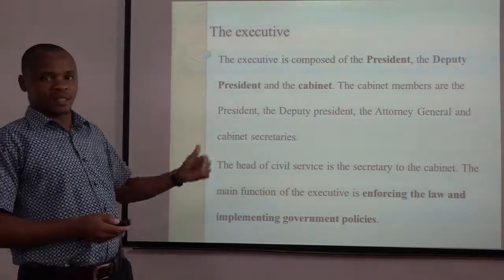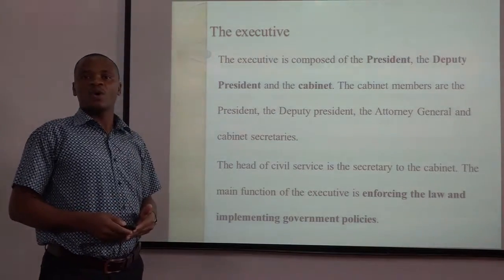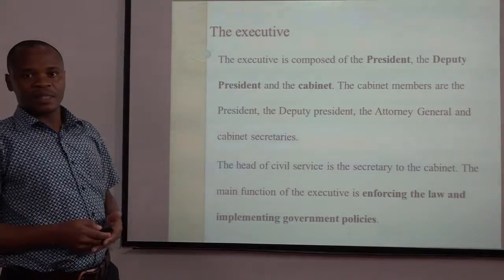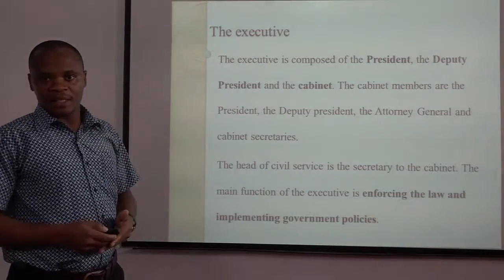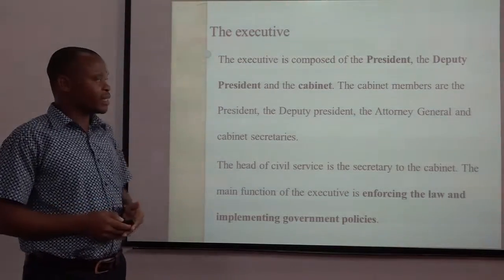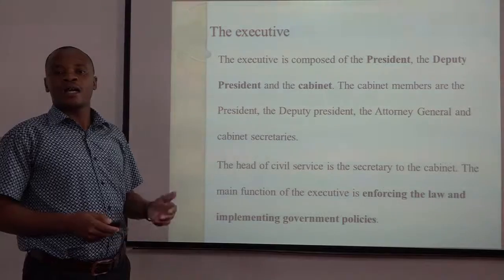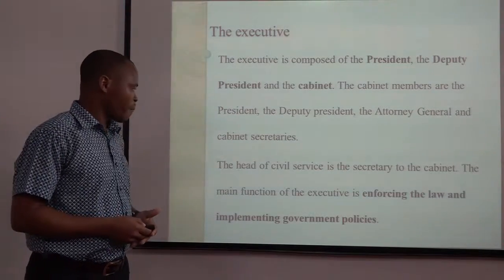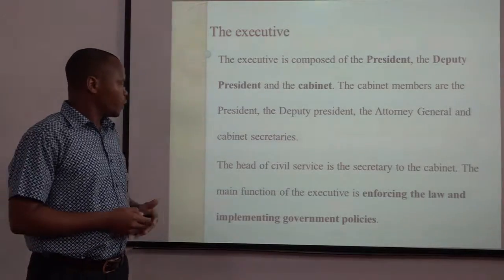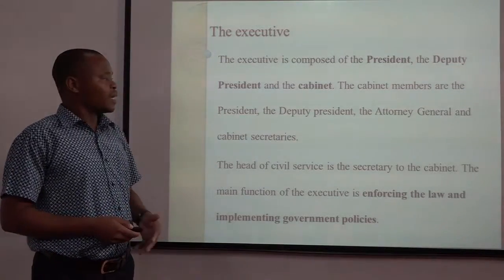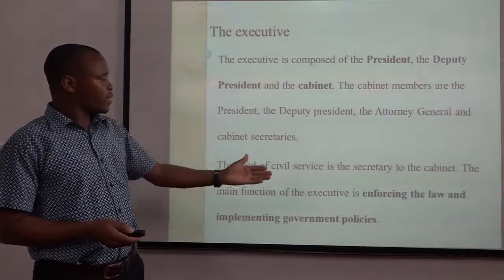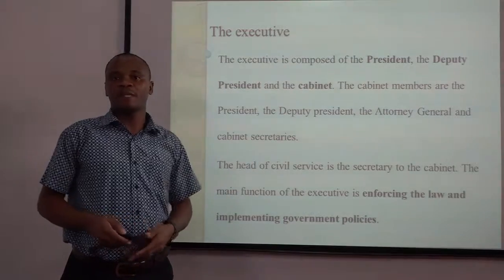One, we are going to start with the executive. Who are these members of the executive? We have the president, the deputy president, and the cabinet. The cabinet members here are the president, the deputy president, the attorney general, and the cabinet secretaries. Now, the head of civil service is the secretary to the cabinet. The main function of the executive is to enforce the law and also implement government policies.